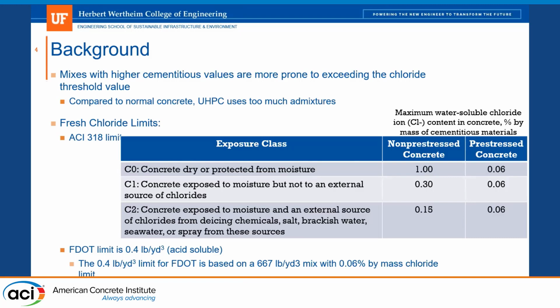So here is the maximum water soluble chloride, per percent of cementitious material. For C1 it is 0.3 and for C2, 0.15. We have to remember this because we are going back to these results again. Also for the FDOT limit, they limit the chloride to 0.4 pound per cubic yard for the acid-soluble test.